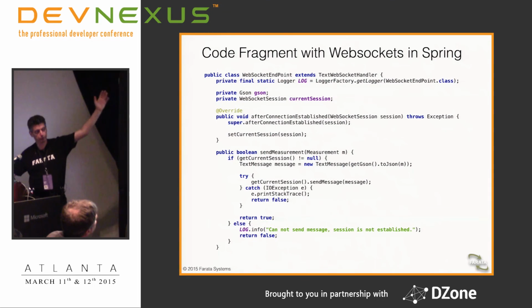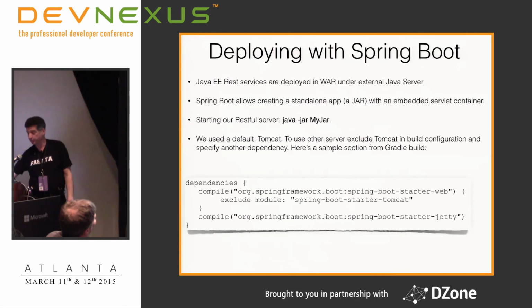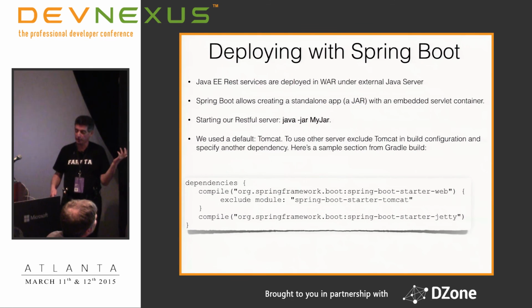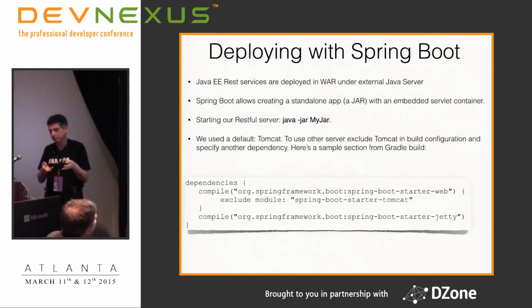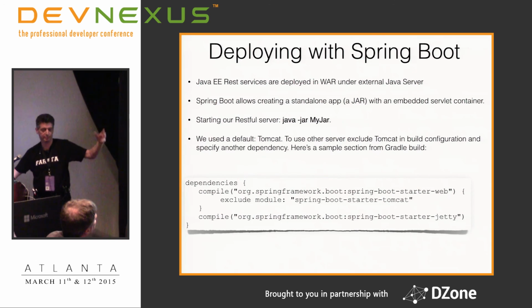Spring also supports it, and there's an example in Spring. I'm not going to do that. Spring Boot is a nice way to deploy the application. In our case, we had an embedded Tomcat. It's nicely packaged in one jar, so you can run it from any command line. We use a Gradle script to build a jar. The jar has Tomcat inside. If you don't want Tomcat, put another servlet container in there. So this is pretty much it, I believe.